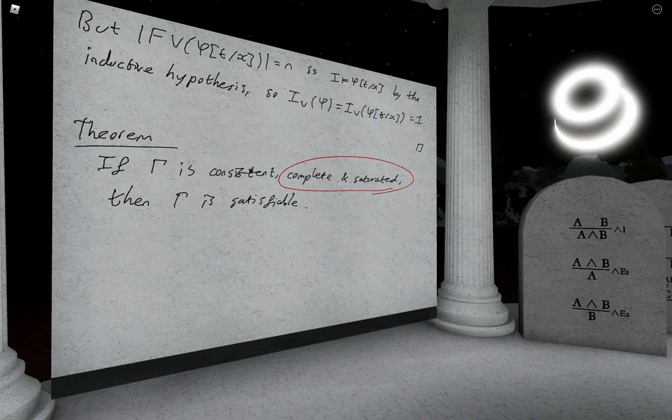And so all I have to do to finish the completeness theorem is show that if you take any consistent set of formulas, you can add some stuff to it such that it's complete and saturated, from which you'll get that the extended set of formulas is satisfiable, from which it'll follow that the original set of formulas is satisfiable, and that'll be the completeness theorem. And we'll finish that next week.